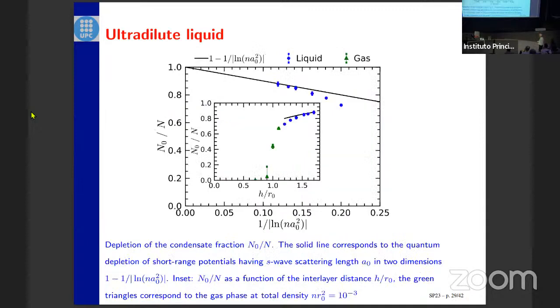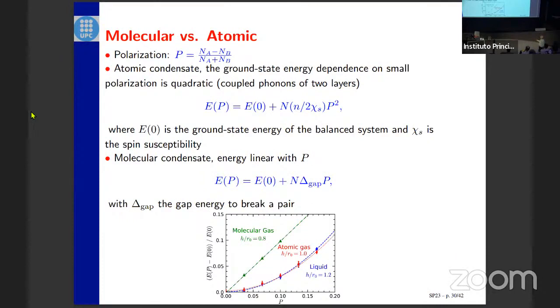I don't know. Well, this is also the condensate fraction that we calculated, and it follows more or less the same: when the density grows, it goes to zero. So it is consistent. The excitation spectrum as a function of polarization is also consistent. If you change the balance between A and B, that's important, because at the beginning they're equal, but if you change N_A and N_B in such a way that the sum is the same, you can distinguish if you have a molecular condensate, a molecular system, or an atomic system.